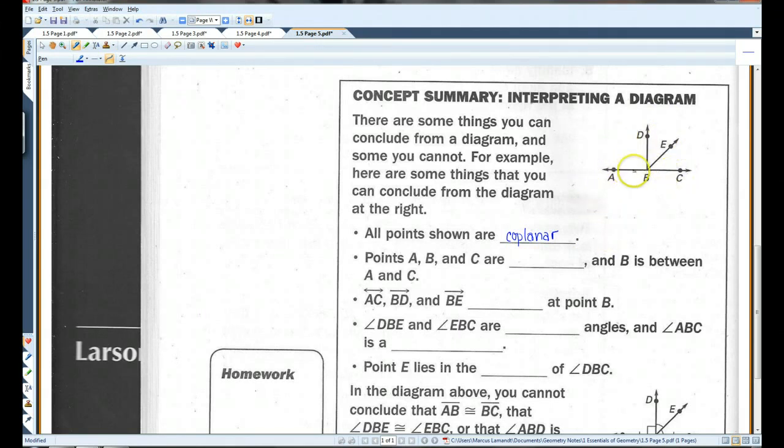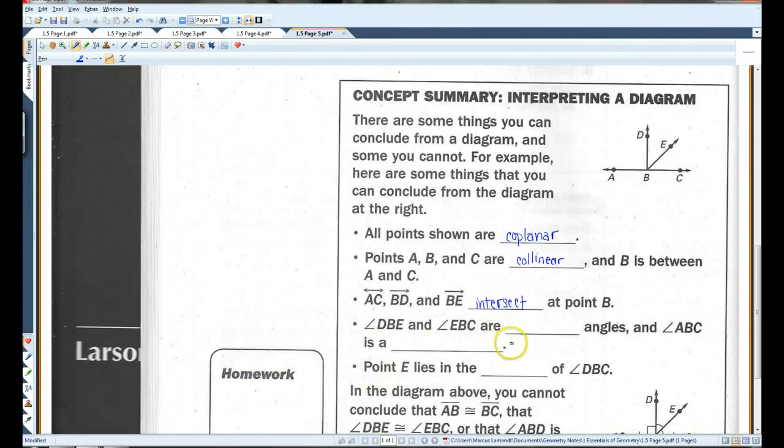Points A, B, and C, they make a straight line, so they're collinear. And B is between them, between A and C. Alright, lines AC, BD, and BE, I guess these two are rays and this one's a line, intersect at point B. Remember, intersect means they all cross. So all three of these figures, the line and the two rays, intersect at point B.